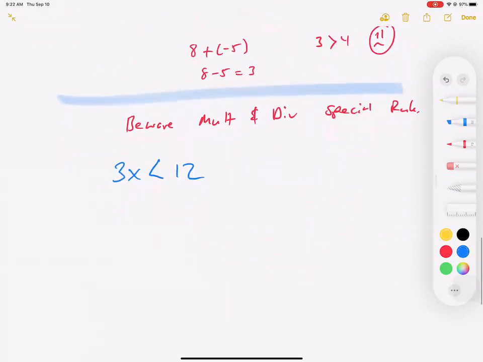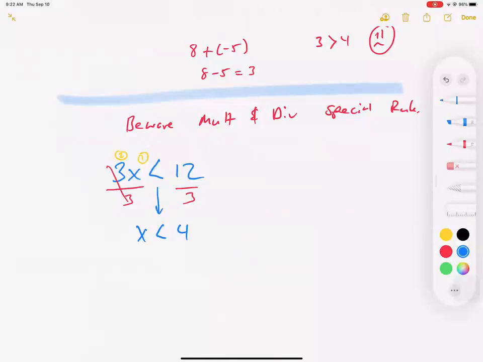So in my mind, I'm solving for x, and I need to get rid of the 3. The 3 is attached to the x through multiplication. Whenever a number is next to a variable, it is multiplying. So we undo that by dividing. We're going to divide both sides by 3. X is less than 4.